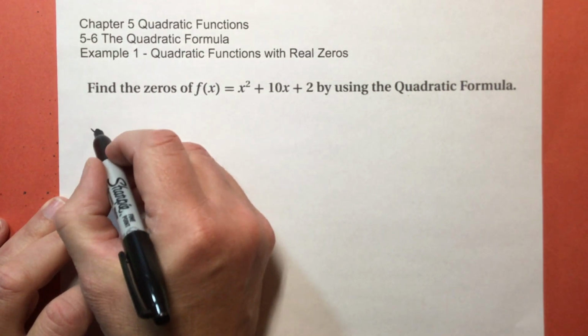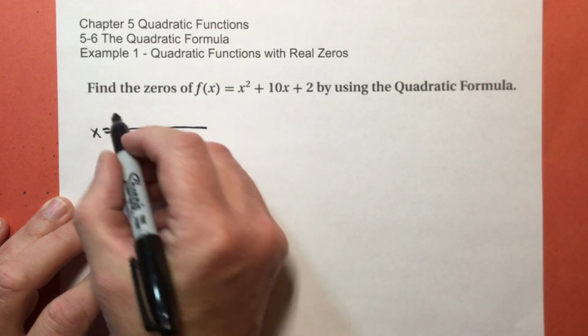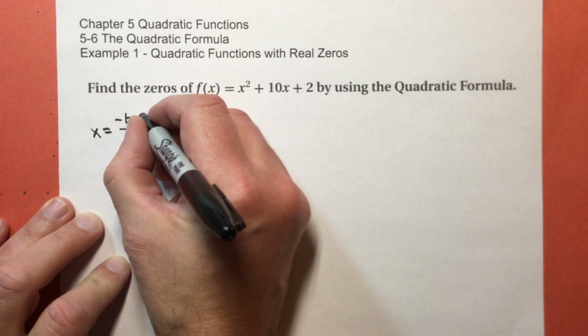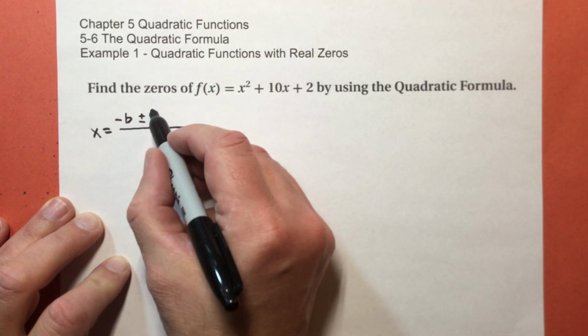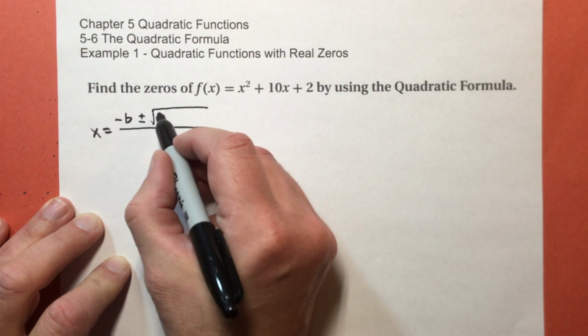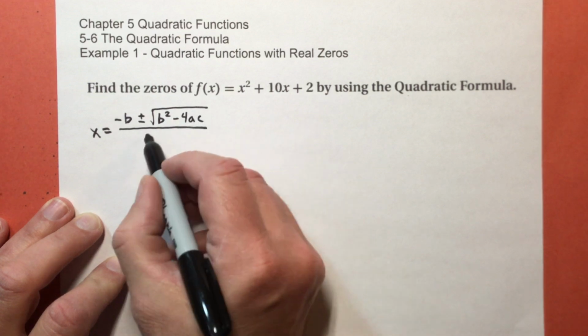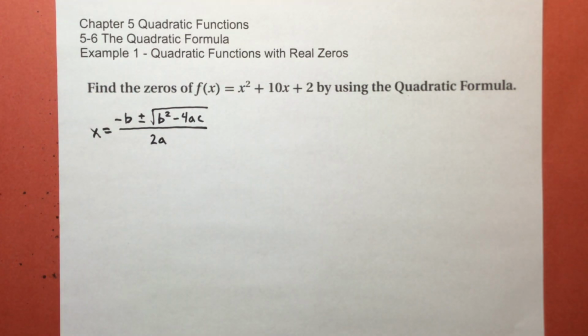The quadratic formula is x equals, and it's a big fraction, so I get negative b, or the opposite of b, plus or minus. The plus or minus comes in front of the radical, and then I get b to the second power, subtract 4 times a times c, and in the denominator I get 2a. That is the quadratic formula.